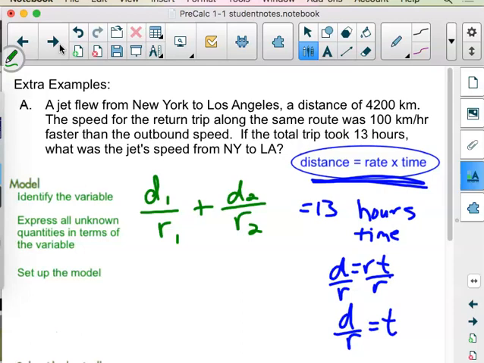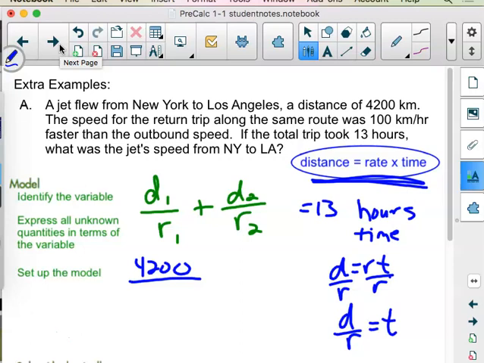Now that's only one way to set this up. It totally has to do with when you read through that problem, what grabbed you as the total. This is actually going to be the easiest way to set it up as well. So the first thing I'm looking for is: a jet flew from New York to Los Angeles, a distance of 4,200 kilometers. There is distance 1 right there.